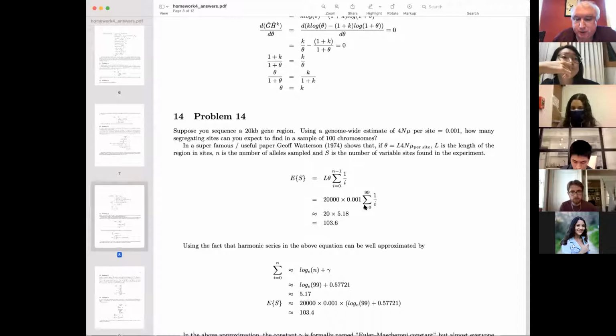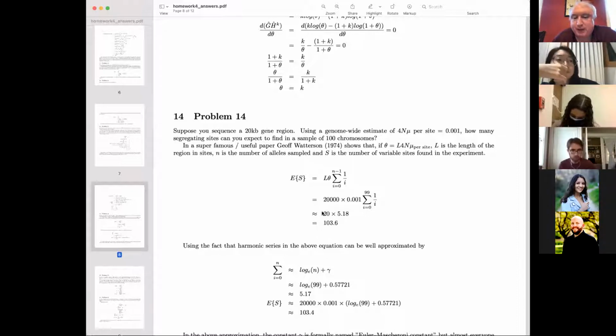So this sum term looks like the sum from I equals 1 to 99, not 0. That's a very ugly thing to put down there. So it's the sum from I equals 1 to 99 of 1 over I, times theta times the length. The theta given was 10 to the minus third. The length was 20,000. So for the entire region, theta is 20, and that sum is something like 5.18. And that's that. Does this make sense to everyone?